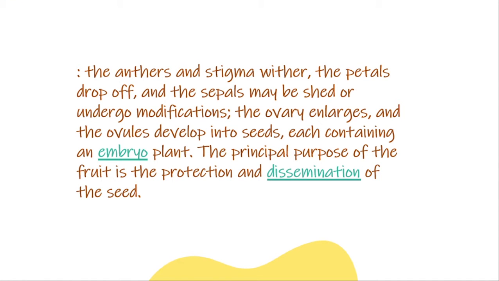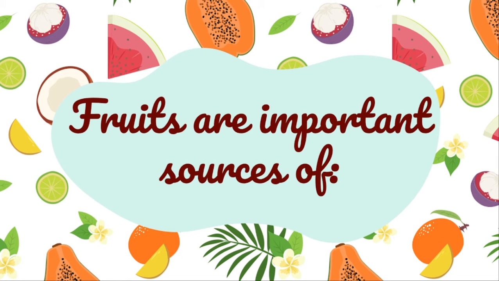Okay, so the anthers and stigma wither, the petals drop off, and the sepals may be shed or undergo modifications. The ovary enlarges and the ovules develop into seeds, each containing an embryo plant. The principal purpose of the fruit is protection and dissemination of the seed. Okay, so let's have this one.